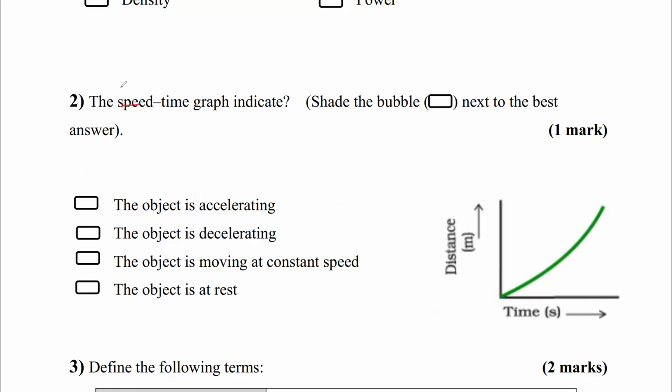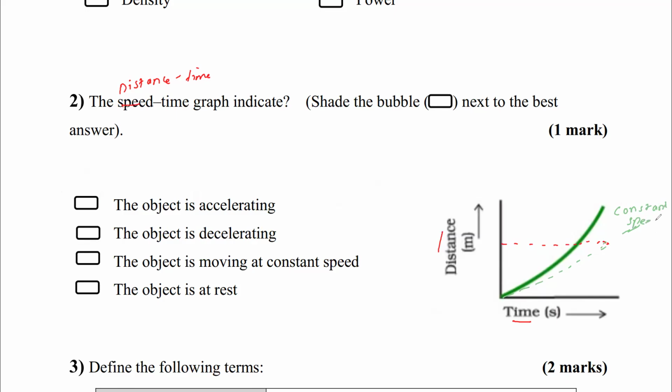The first thing is this is a distance time graph. Look at this graph: we have the time along the x axis and the distance along the y axis. If the graph is at rest, it is a straight line parallel to the time axis, so this is the rest graph. And if this graph is a straight line like this, it means they are moving with constant speed.